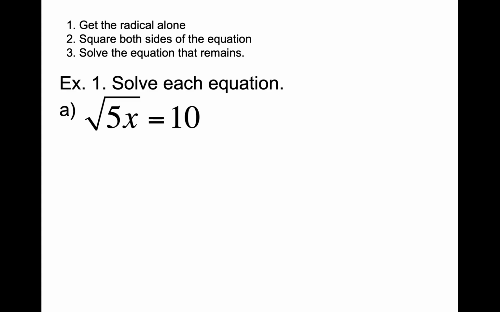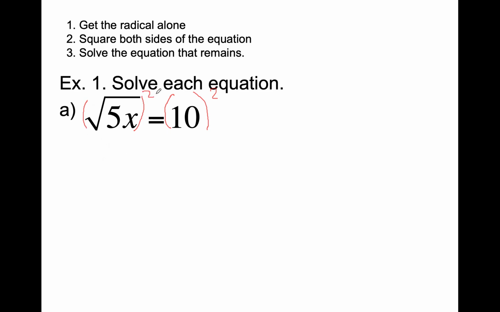Okay, let's put this into practice. So, radical 5x equals 10. Well, first step, get the radical alone. The radical is already alone. 5x is in the radical, but the radical is only on this side. So then I can square both sides. Now when I square both sides, it's important, I like to put parentheses down so I don't forget that you're squaring everything on each side. And this becomes more helpful as we get into more complicated problems.